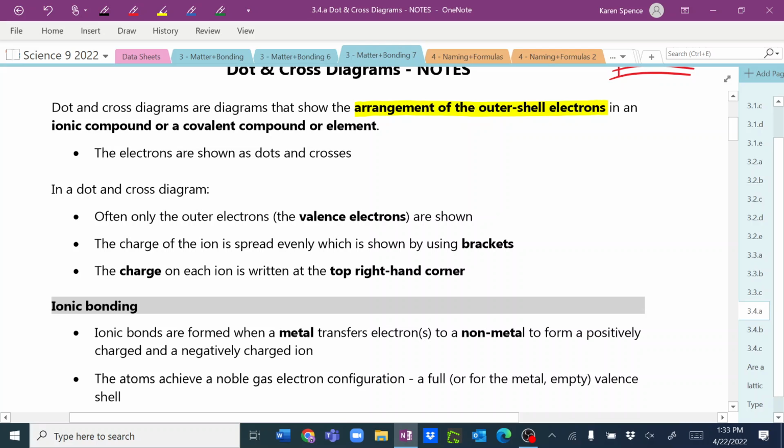So we often only draw the outer electrons, and the charge of the ion is spread evenly, and we show that using brackets. And remember, when you have brackets, you're also going to put the charge, only if you have an ion.